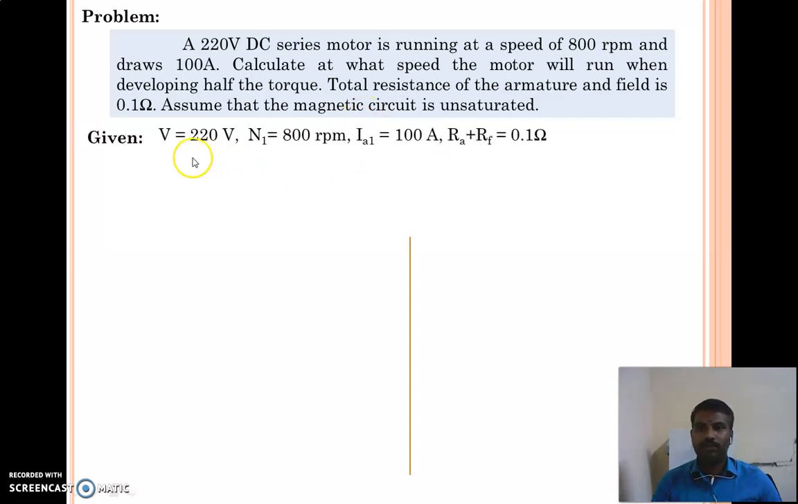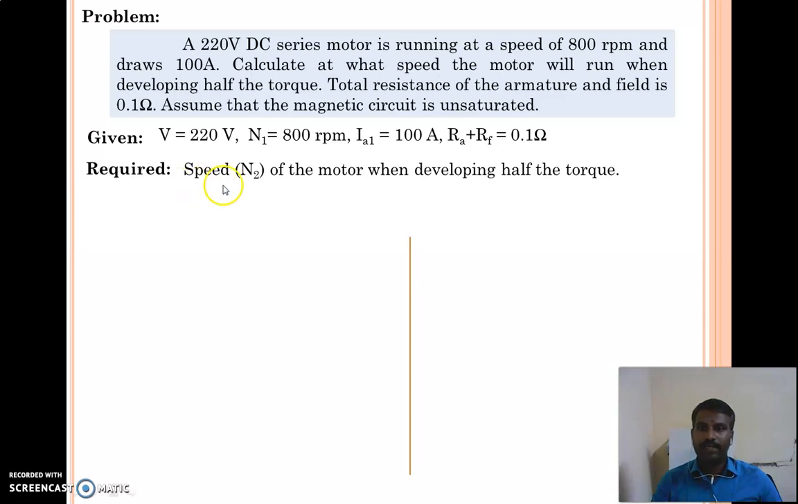Students, first we have to write the given data from the given problem. Here supply voltage V, the speed N1, armature current IA1, and the addition of armature and the field resistances is equal to 0.1 ohm. All the values are given. Then write the required data. Here the required data is speed of the motor N2 when developing half the torque.